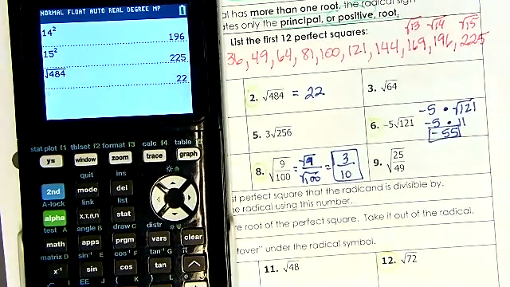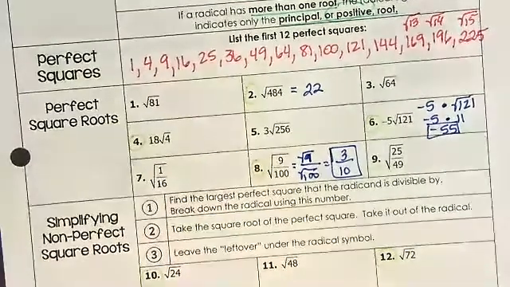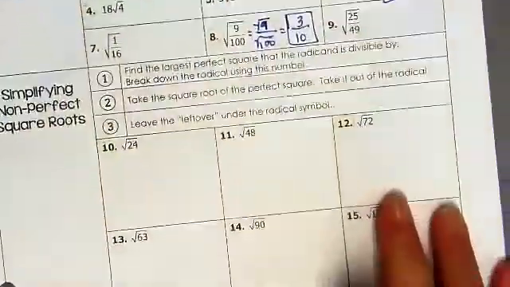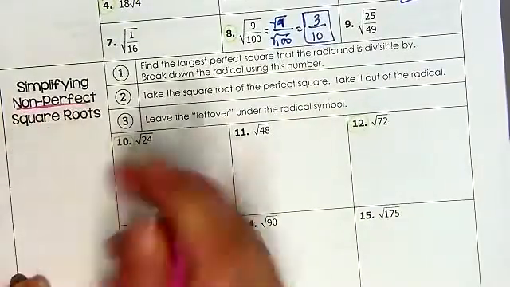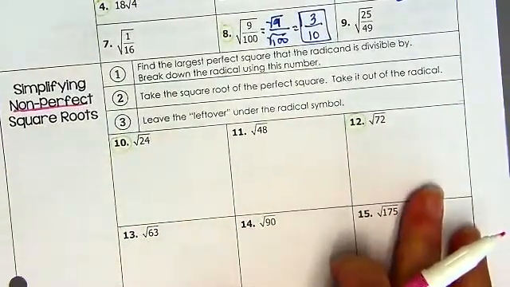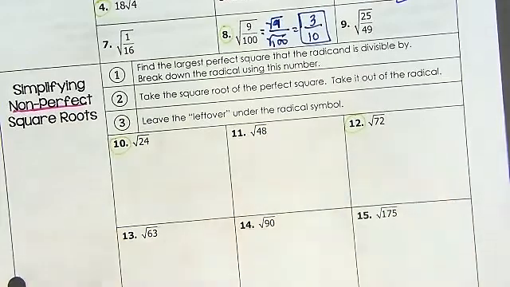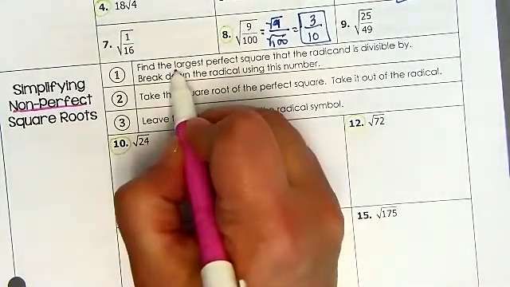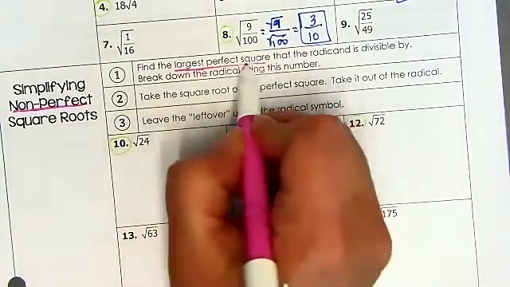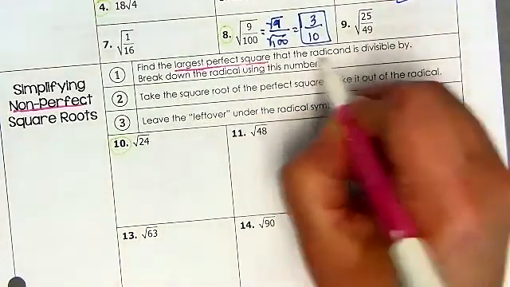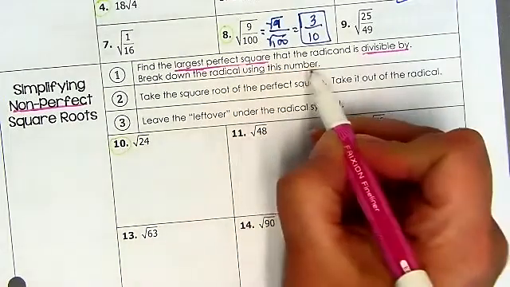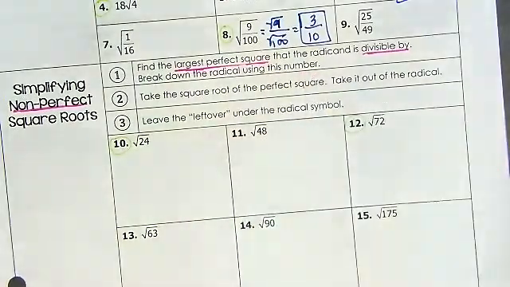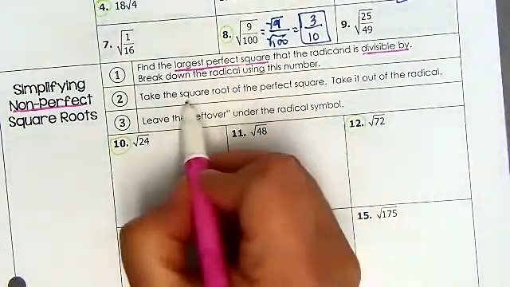All right, moving right along. Okay, now we're going to talk about when it's a non-perfect square root. You find the largest perfect square that the radicand is divisible by, break down the radical using this number, so we're going to break it down, and then we take the square root.